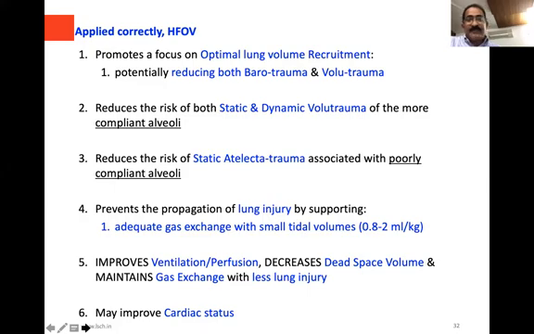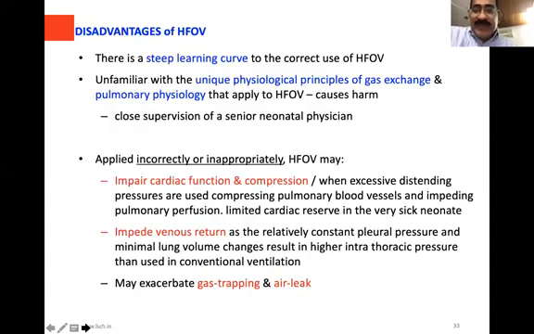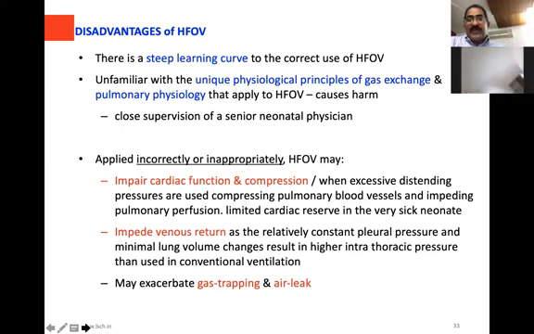Next slide, please. So what are the disadvantages? Not many, I would say, but if you're using very high mean airway pressures, then the kind of pressure that you use is a lot, and obviously your venous return is impeded. And once your venous return is impeded, there is significant cardiac dysfunction along with that compression. So these are the two things that you need to be careful about. Next slide, please.